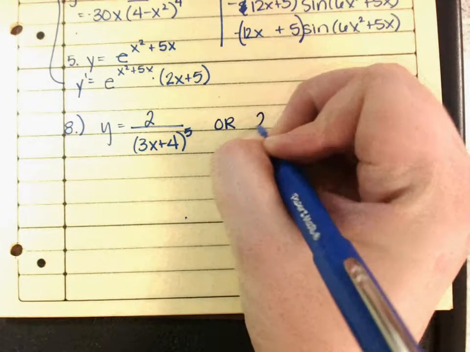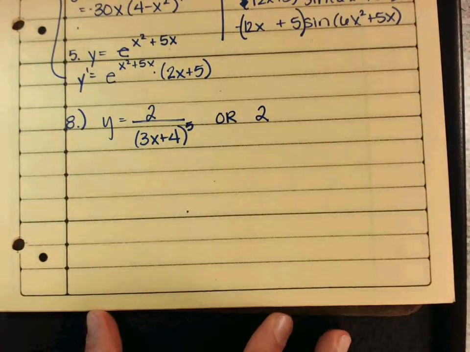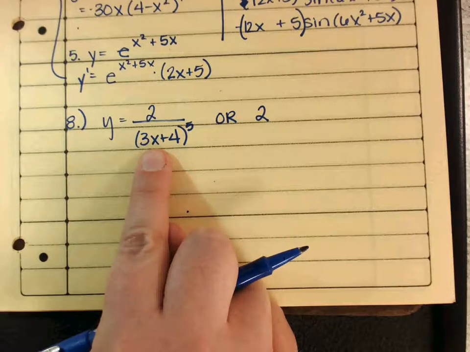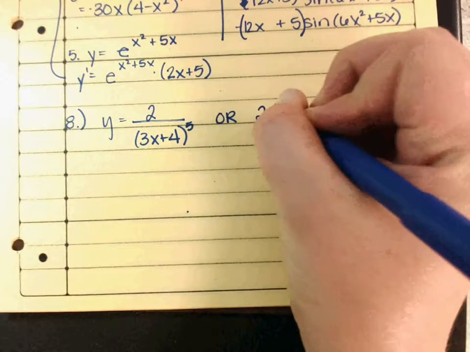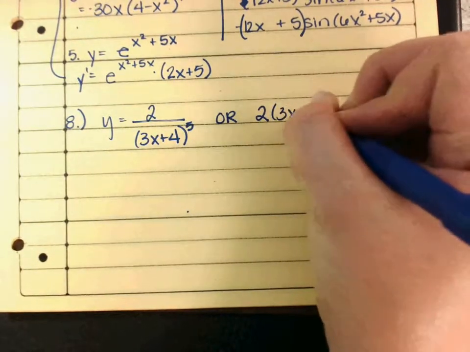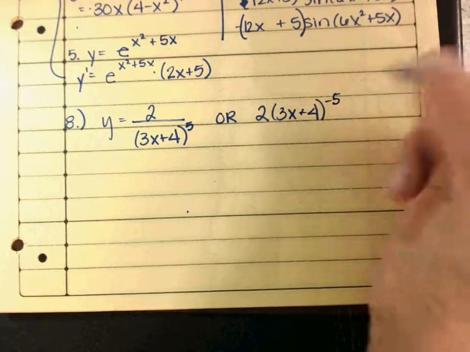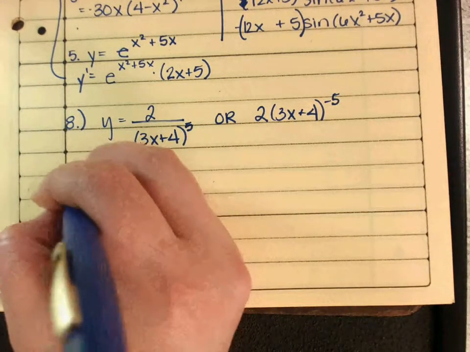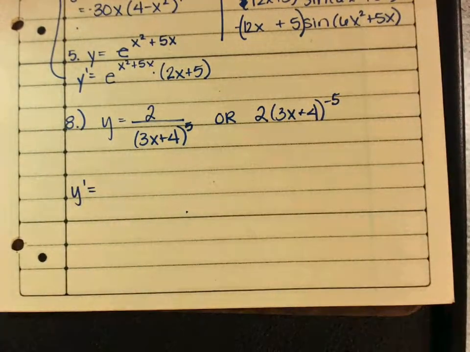So I'm going to keep the 2 in the front, and then how can I bring this up if it's on bottom? I'm going to use a negative exponent. So it'll be still 3x plus 4, but I'm going to write it to the minus 5. Okay, so since I'm bringing that term up, I just switch the exponent to be negative. Then from there, I'm going to write y prime. So think about your rules, give it a shot. You probably can do this one.